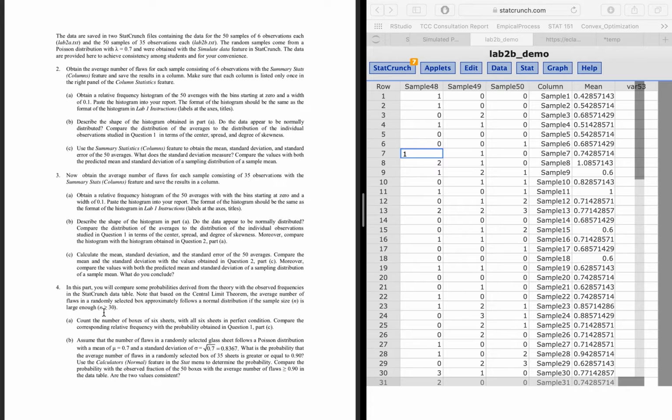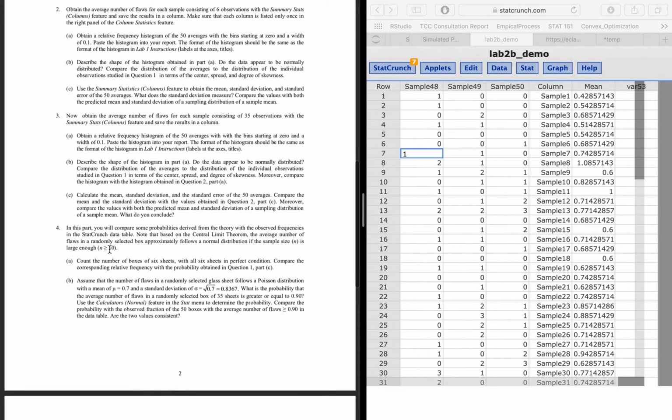Okay. And 4 says that in this part you will compare some probability derived from the theory with the observed frequency in the data table, now using, based on central limit theorem, the average number of flaws in a randomly selected is large enough. So for this question, lab 2B, we have sample size 35, which is bigger than 30, so in this case, we can use a normal distribution to approximate the sampling distribution of X bar.